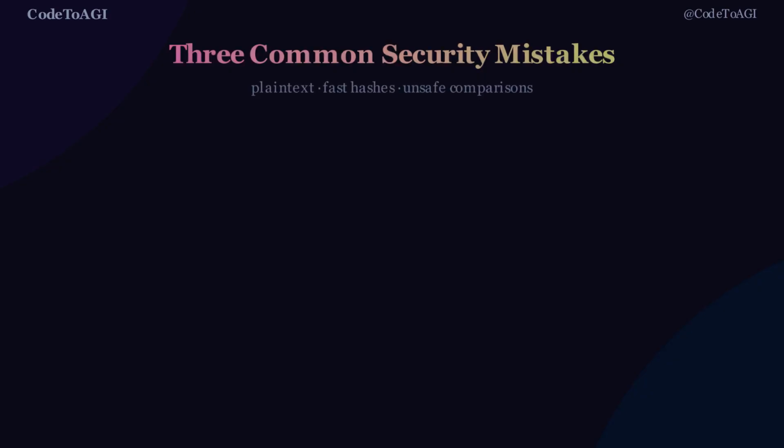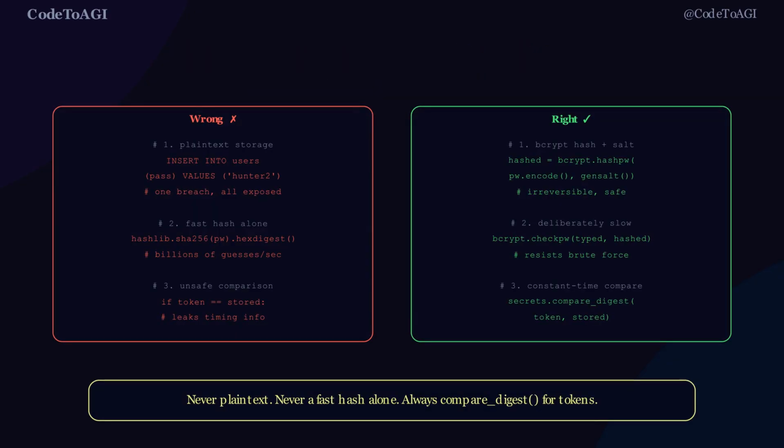Three mistakes that turn a login system into a security incident. Mistake 1. Storing the plaintext password directly in the database. One breach, and every user's real password is exposed instantly. Mistake 2. Hashing passwords with plain SHA-256 instead of bcrypt. Fast hashes let attackers try billions of guesses per second. Mistake 3. Comparing tokens or hashes with a plain equal sign. Use secrets.compare_digest to prevent timing attacks.